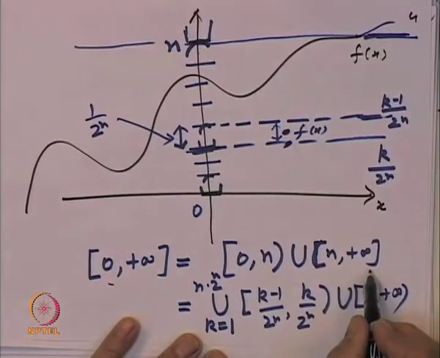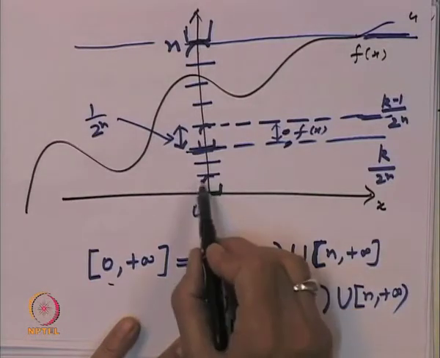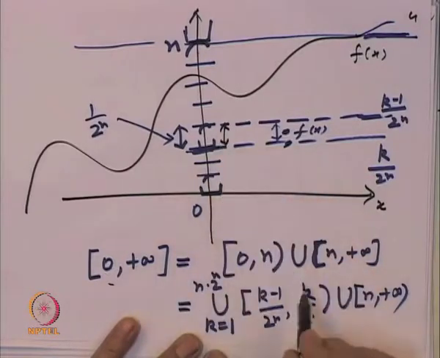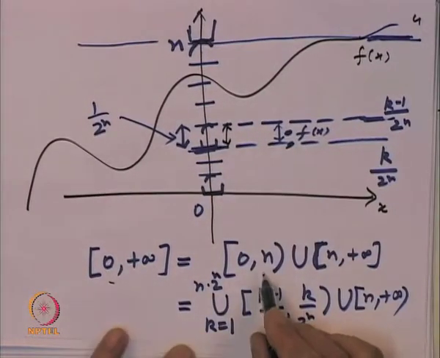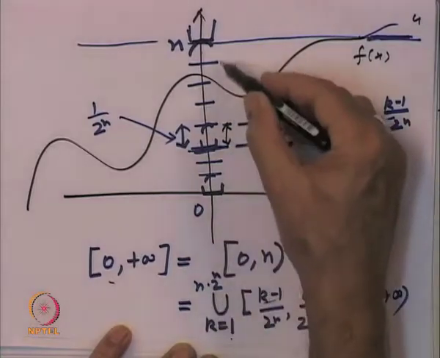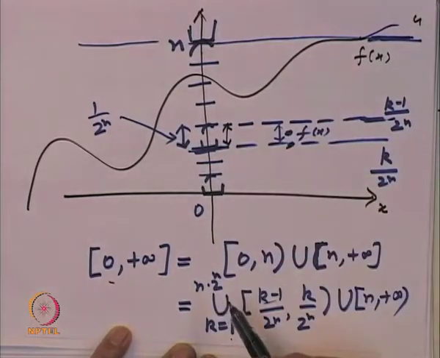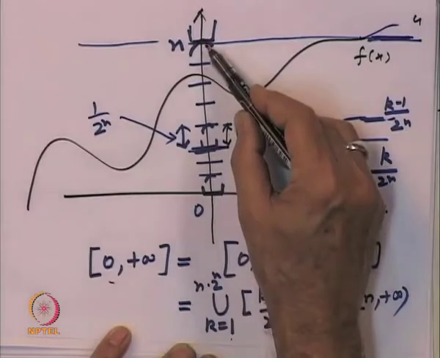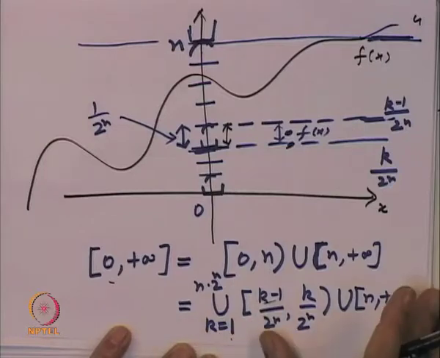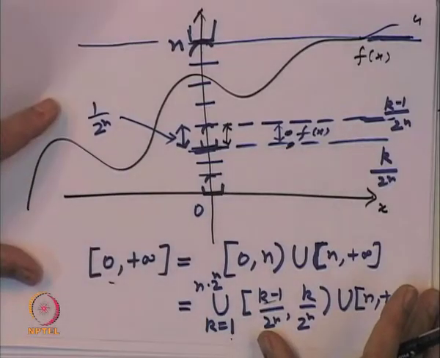The portion 0 to n is divided into subintervals each of length 1 over 2 to the power n. So, this will look like (k minus 1) by 2^n to k by 2^n, for k from 1 to how many such intervals will be there? Each of length 2^(-n), total length is n. So, n times 2^n. So, we have partitioned the range.